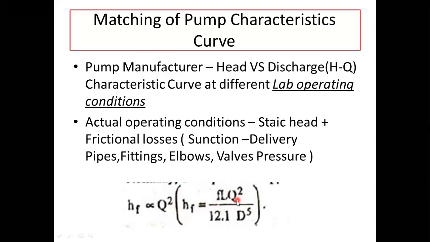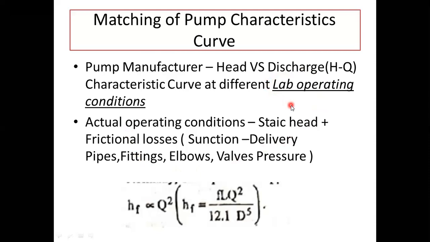Okay, and we are working on the manometric head HF. So manometric head HF basically is what? Static head plus friction head. Static head is constant generally, but friction losses are varying with the discharge condition and different friction in pipes, fittings, elbows, and wall pressure. So the actual operating condition are much varied or different from the lab operating condition.